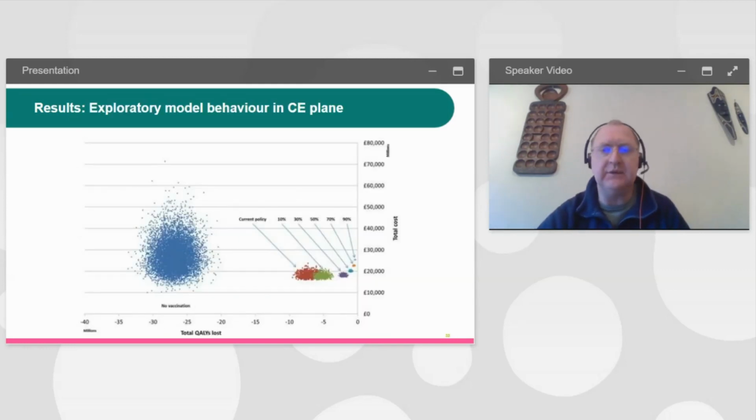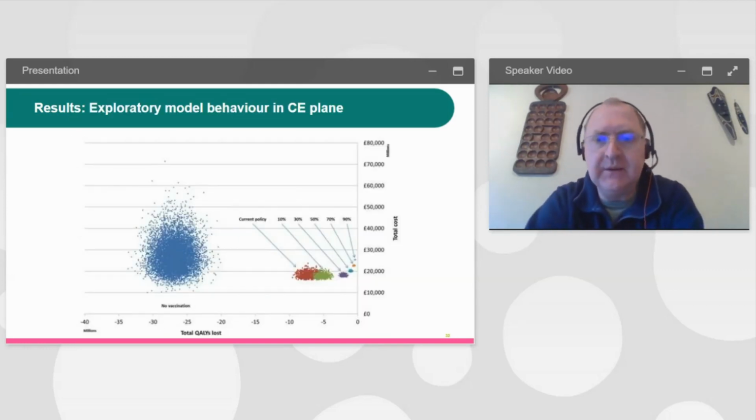You can represent these results on a cost effectiveness plane. So if we look at the numbers of QALYs lost and their associated cost. These are the outputs of the sort of probabilistic analysis that I talked about, where we sample the uncertainty in all of those input parameters and look at how that affects the estimate of QALYs lost and cost.